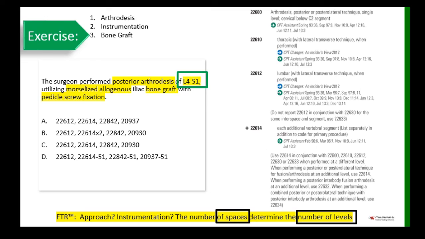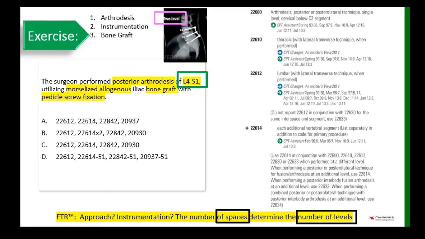So I'm a visual person and I need to kind of draw myself a little image. And as you can see, I didn't draw this image. I found this image of arthrodesis of L4 through S1. And remember, the number of spaces determine the number of levels that you're going to code. How many spaces are between L4 and S1? Well, if we take our little highlighter and just count 1, 2. So there are 2 levels between those vertebrae. Okay, so now we know we're coding for 2, so we can begin.